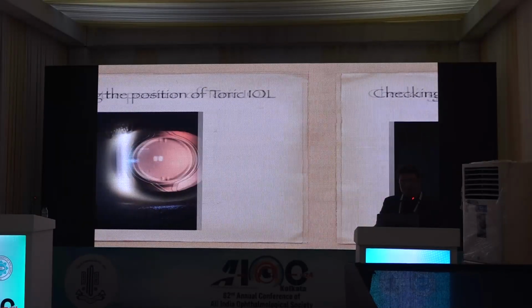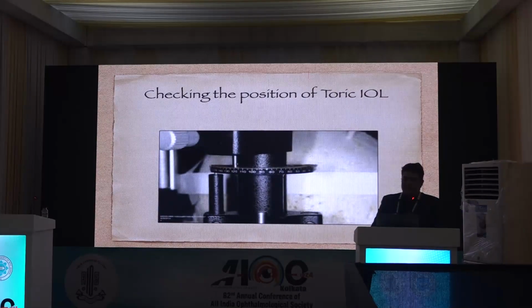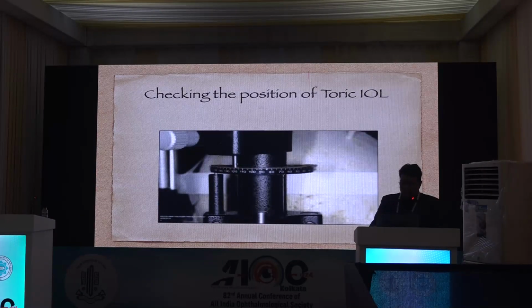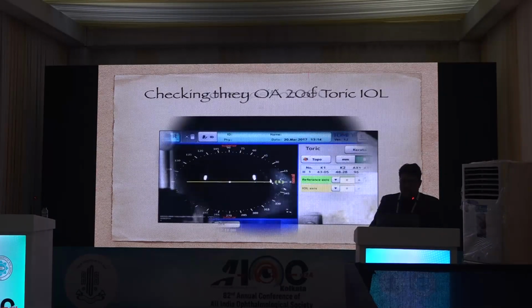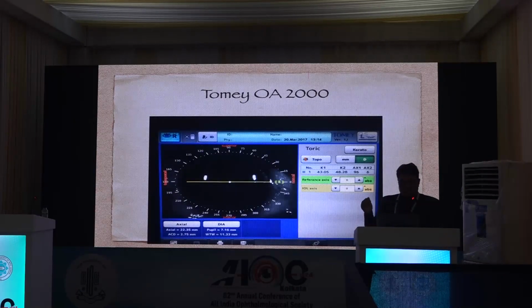So we all know how to check the position of the toric IOL in the post-operative period. We dilate the pupil and we narrow down the slit beam and align it to the toric IOL marks which are there. So once you align these marks, on the slit lamp there is an angle which you can make out using this, or this is the optical biometer OA2000 which I use.